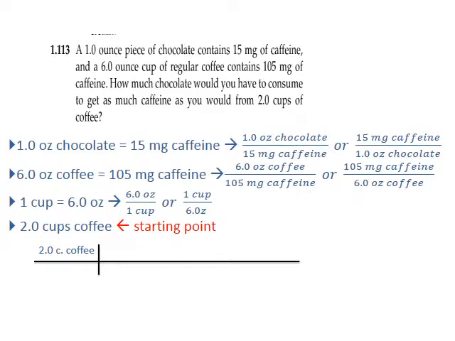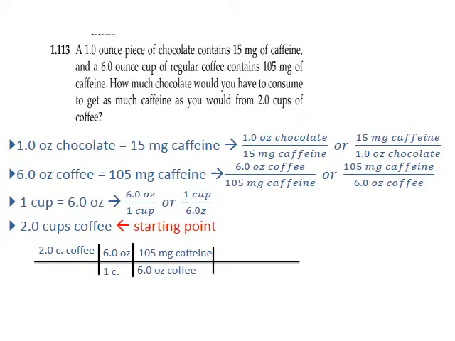of ratios there. And since cups is in the numerator to start with, I want to put cups in the denominator in that next cell. So I've got 6 ounces over 1 cup. We also know that 6 ounces is equal to 105 milligrams of caffeine, so I can use the second form of that equality, so 105 milligrams over 6 ounces of coffee, because I want to get rid of my ounces of coffee next.